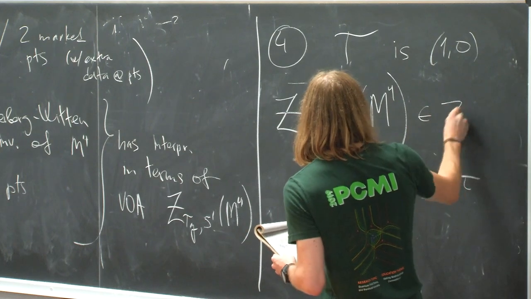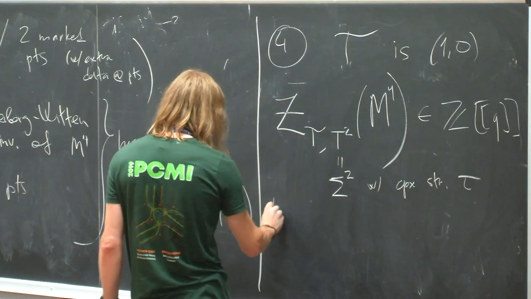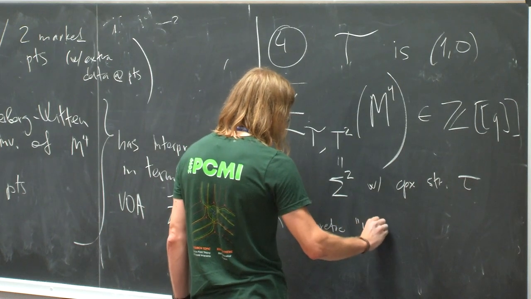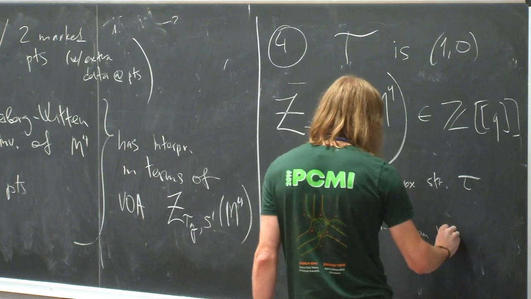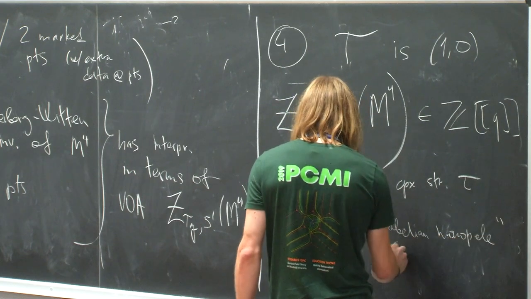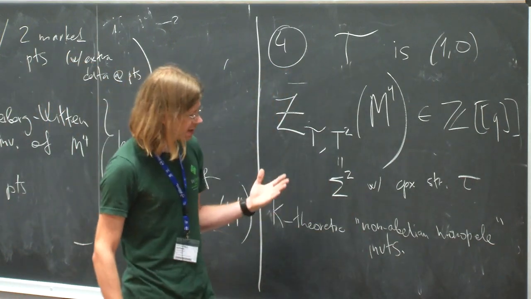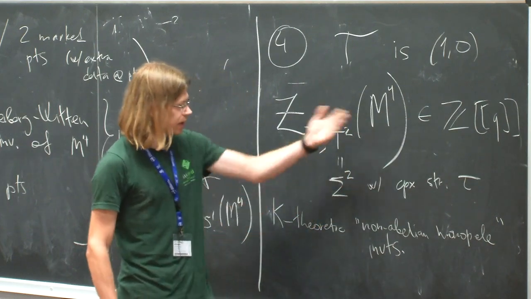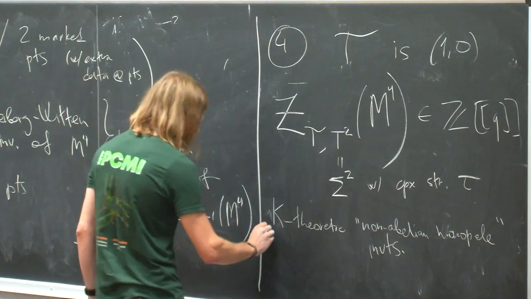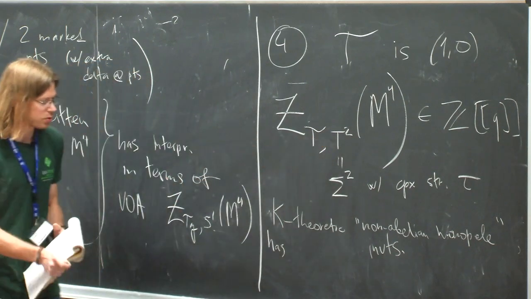And then, depending on the choice of T, this can be interpreted. So this is some series. As in the case of Vafa-Witten invariants, this will be some series in Q with integral coefficients. And they can be interpreted as K-theoretic non-abelian monopole invariants. What happens is that for certain cases, the generating functions for such non-abelian monopole invariants will also have some modular properties, which come from the symmetry, from the mapping class group action on this two torus.